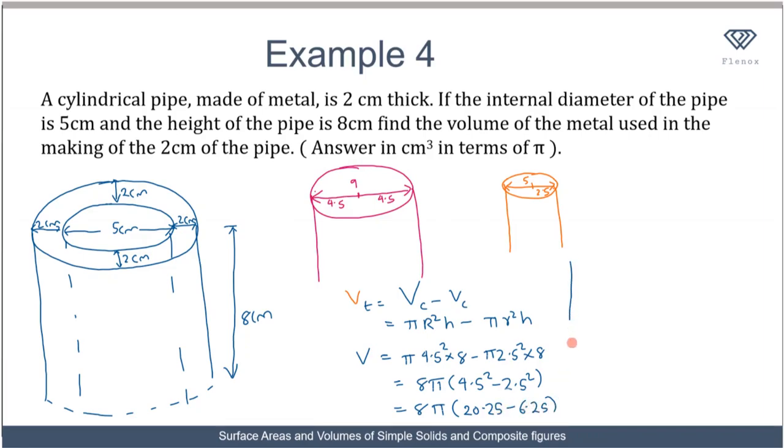And when I do that, what do I have? I have my V equal to 8 pi into bracket 20.25 minus 6.25, which gives me 14. And 8 times 14 gives me 112 pi. And the unit of volume is going to be in what? Cm cube. So the volume of this material used in making the pipe is 112 pi cm cube. So let's move on to the last example.